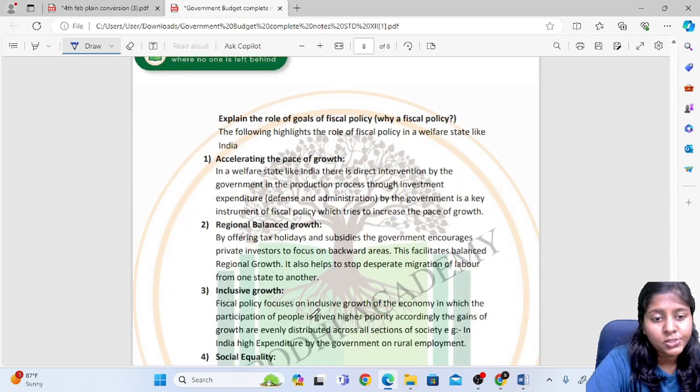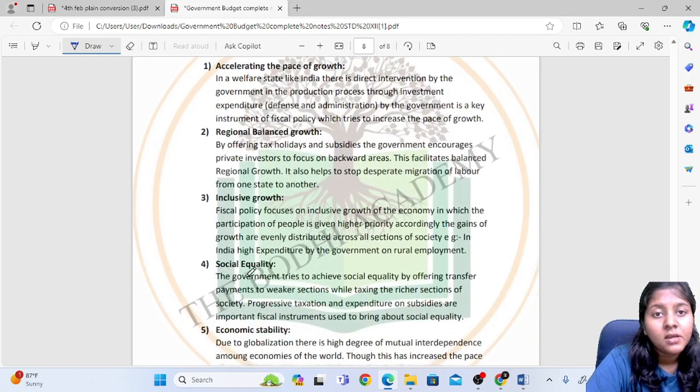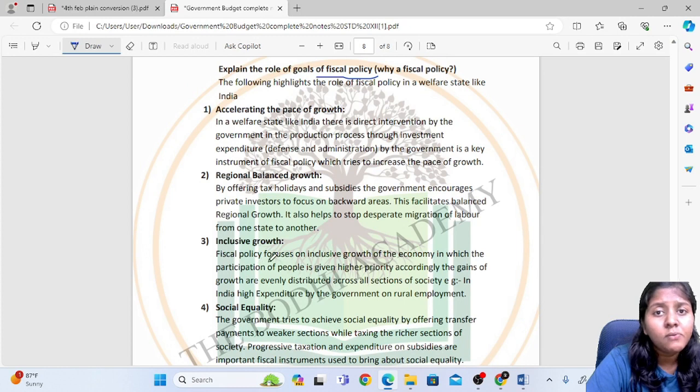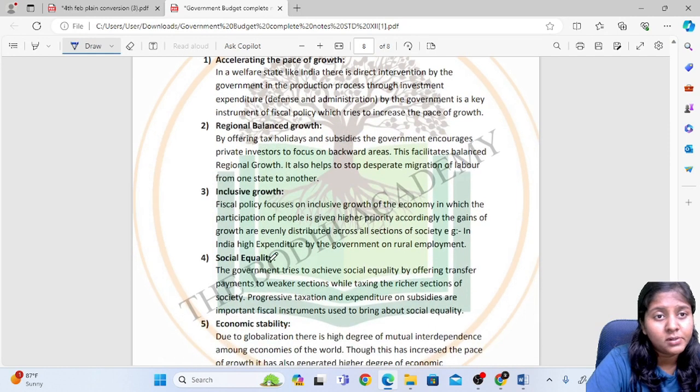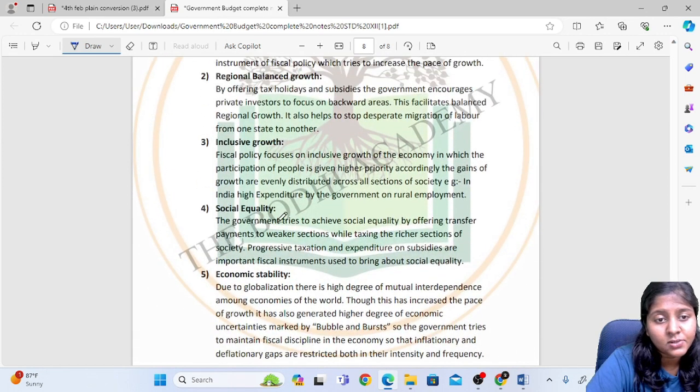The next question is: explain the role of fiscal policy, or why fiscal policy is important. First point, it accelerates the pace of growth. Next, it offers a balanced growth. There is an inclusive growth in fiscal policy. Then there are chances of social equality and economic stability.